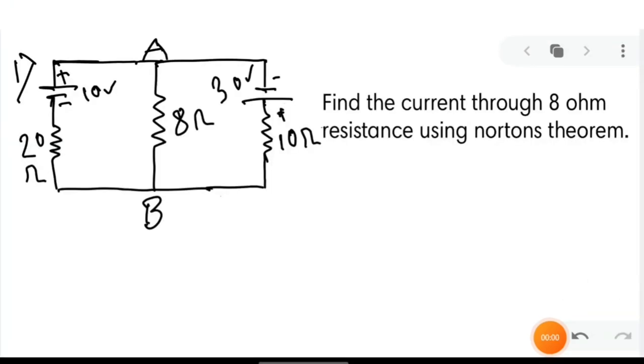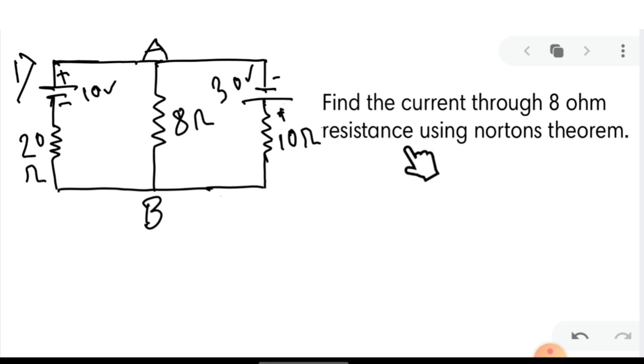In this lecture, which is a continuation of the first lecture on Norton's theorem, I will be discussing two more problems. So let's see the problems. Here is the first question: find out the current through the 8 ohm resistance, that is, between terminals A and B, using Norton's theorem.